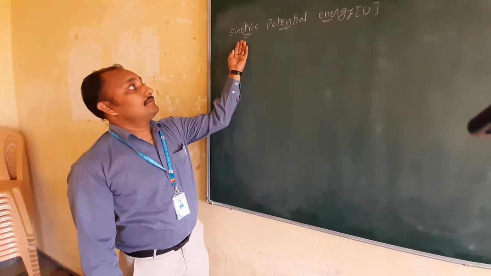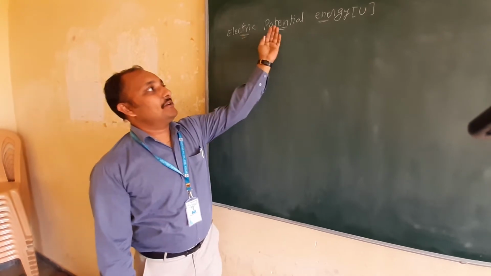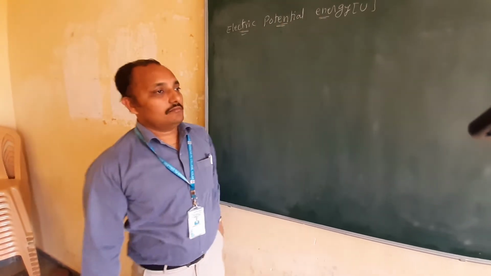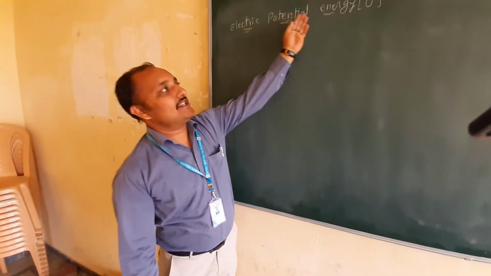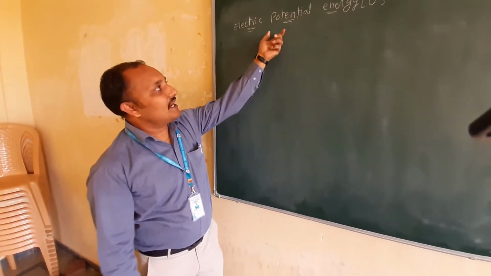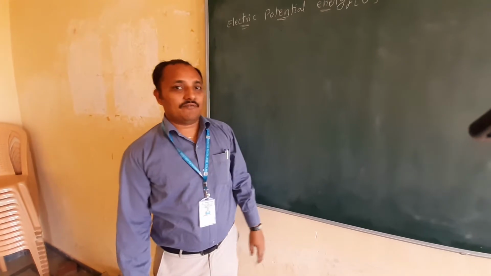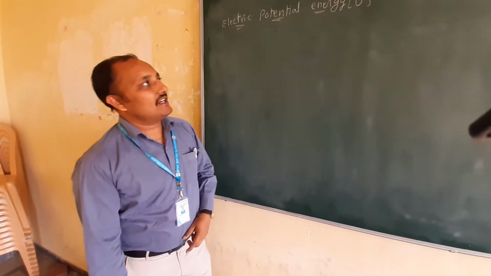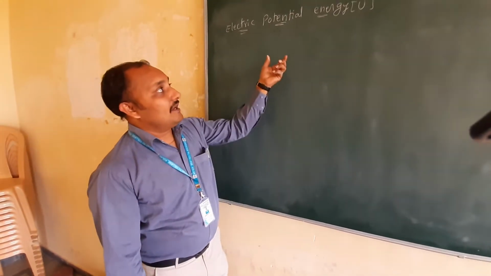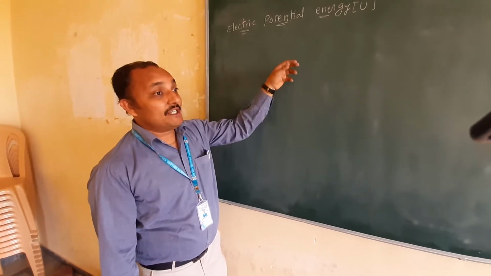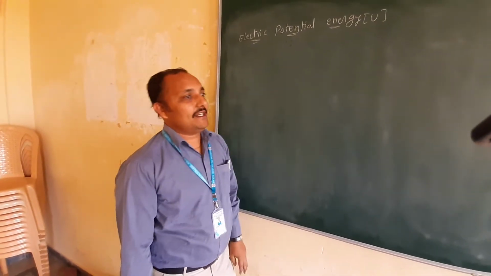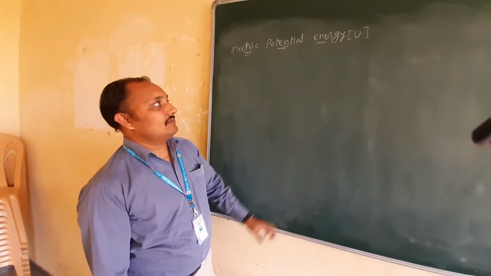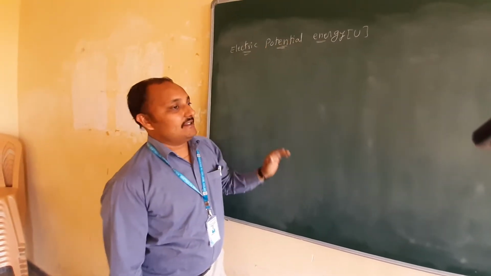Today our topic is electric potential energy, otherwise they will say electrostatic potential energy. You already came to know this potential energy word in first PU. What does potential energy mean? Energy possessed by an object due to its position. Isn't it? Energy possessed by an object by its own position, that is nothing but potential energy.